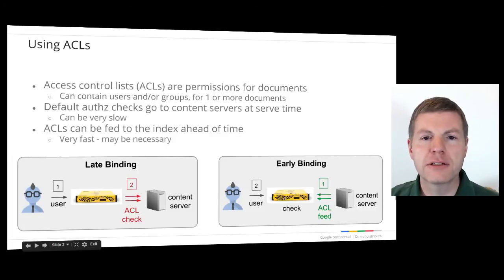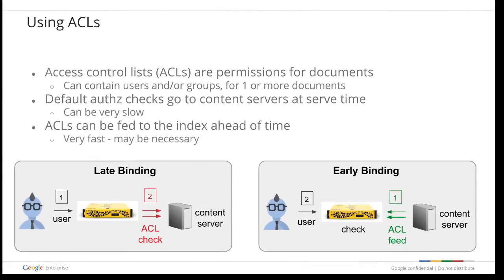Access control lists, or ACLs, are the permissions for each file. By default, the GSA doesn't know these permissions and has to use the head requester to find out whether a user can see a file. This default approach is called late binding and can be very slow.